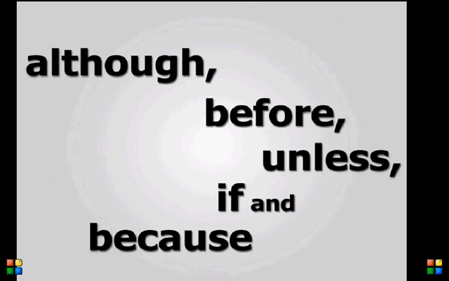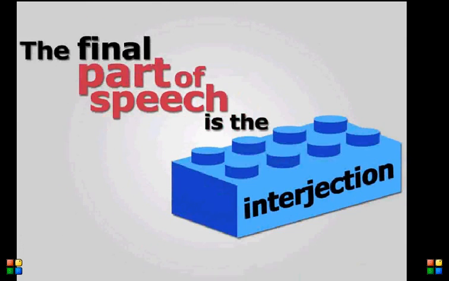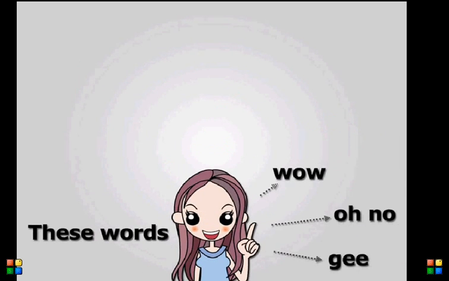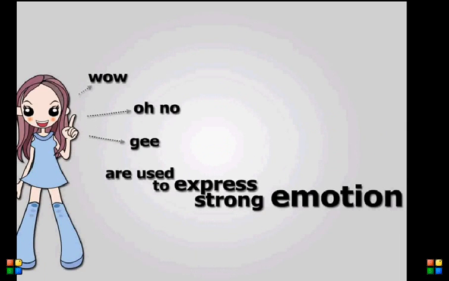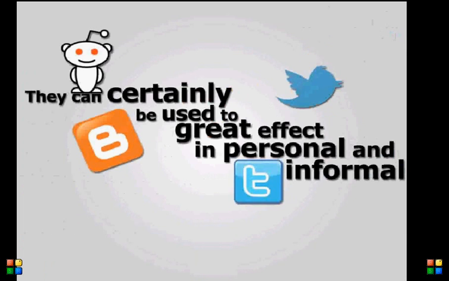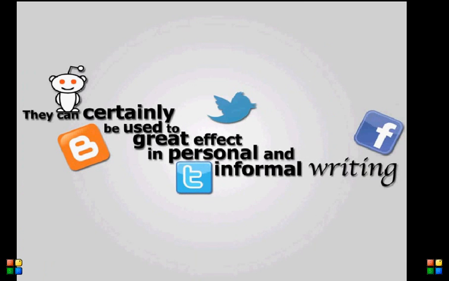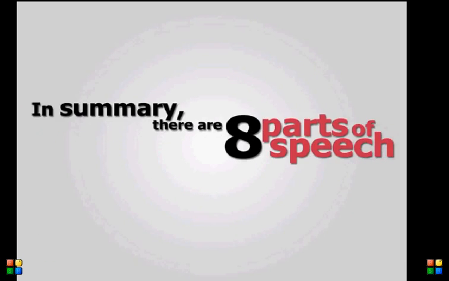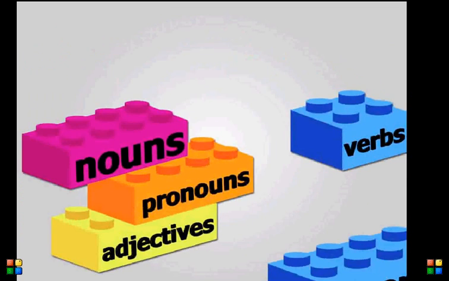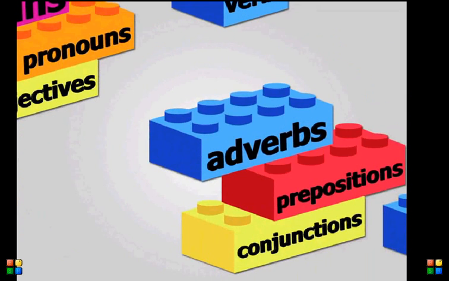The final part of speech is the interjection. These words, such as wow, oh no, and gee, are used to express strong emotion and don't typically have a place in academic writing. They can certainly be used to great effect in personal and informal writing. In summary, there are 8 parts of speech: nouns, pronouns, verbs, adjectives, adverbs, prepositions, conjunctions, and interjections. It is important to learn these as they are the building blocks for understanding grammar as a whole.